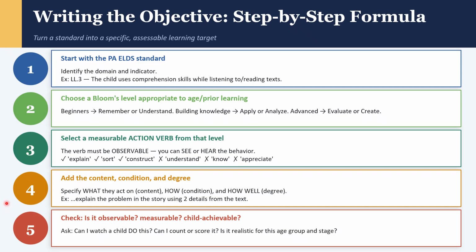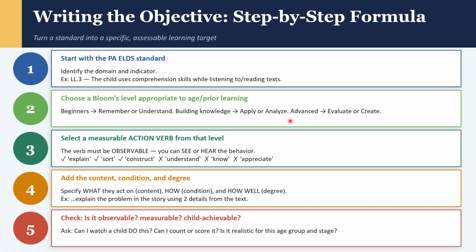But I can't just go in with that being my objective. I have to break it down into manageable steps. So now I'm going to choose a Bloom's level appropriate to the age and or their prior learning. For beginners, I'm going to use remember or understand. If somebody is already kind of familiar with comprehension, they've been listening to stories for a little bit longer, they're able to articulate responses to questions, they might move on to apply or analyze.